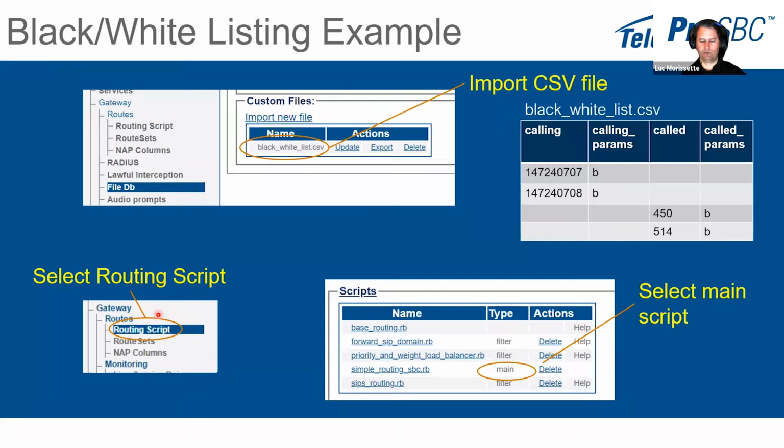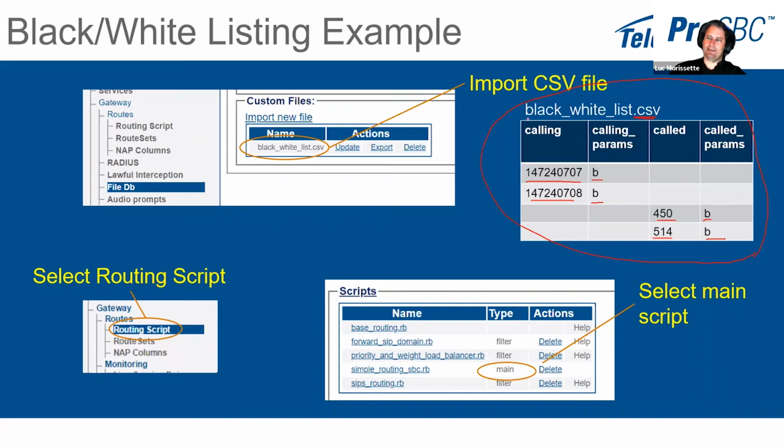First, you will go here in routing scripts. That's where you will enable this routing script. Oh, sorry, let me start from the beginning. First thing is to create this file, because the black-white listing is just a CSV file. It's just parameters that you put in, and you may want to block some calling numbers, or block some called numbers. So you just create a CSV file like this with only 4 columns, calling parameters. So you have just 2 choices here, black or white, and then called and called parameters. Okay. So you build this black-white listing file.